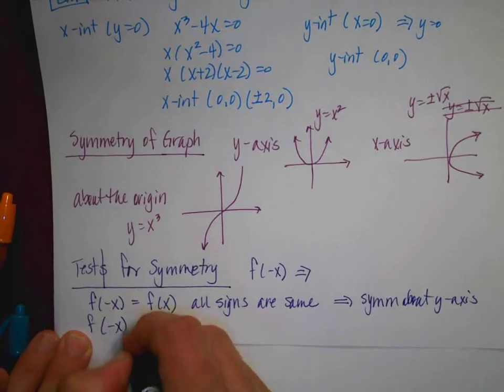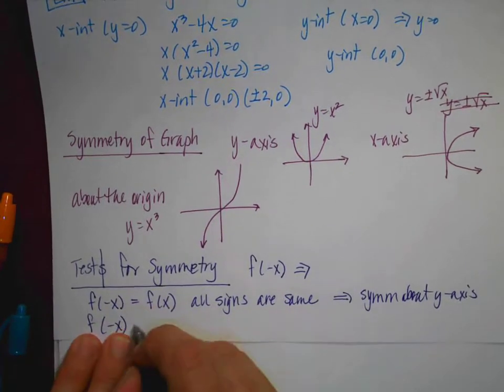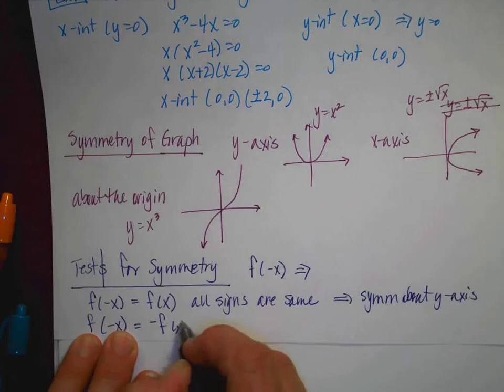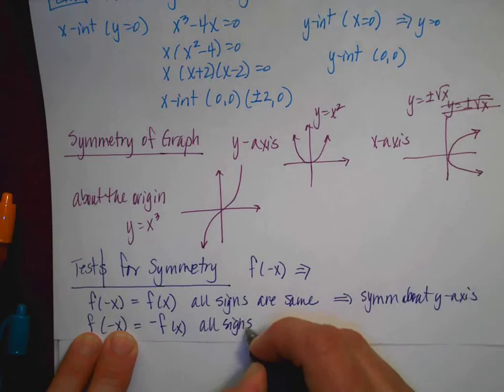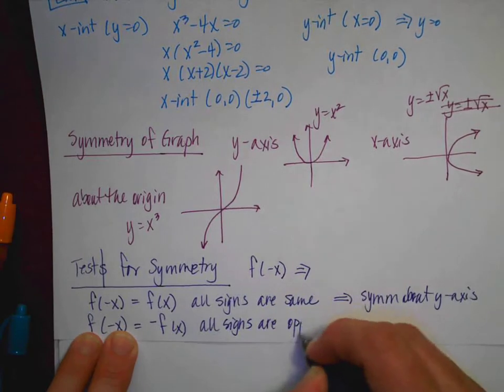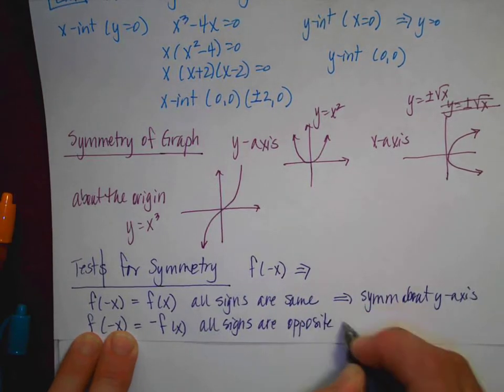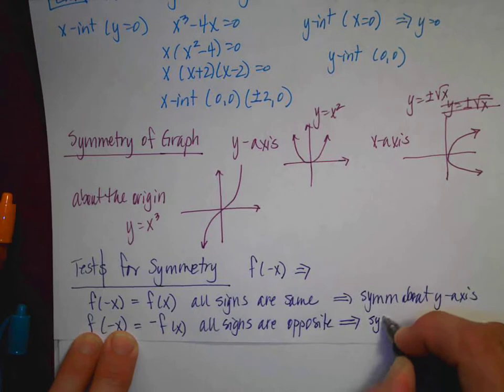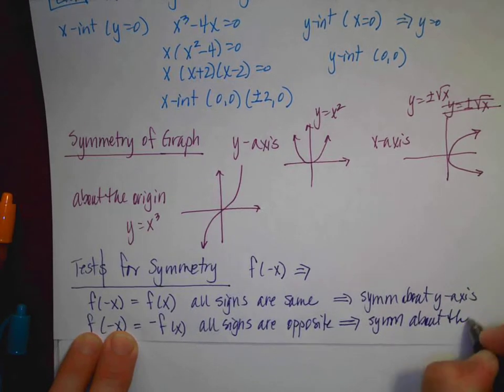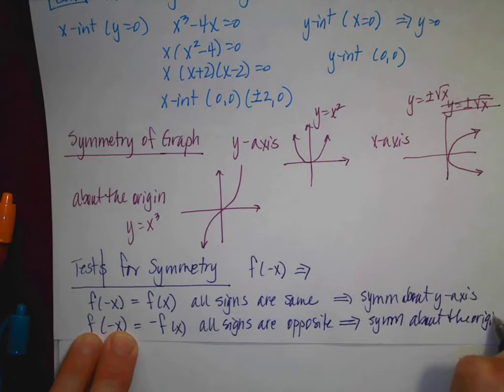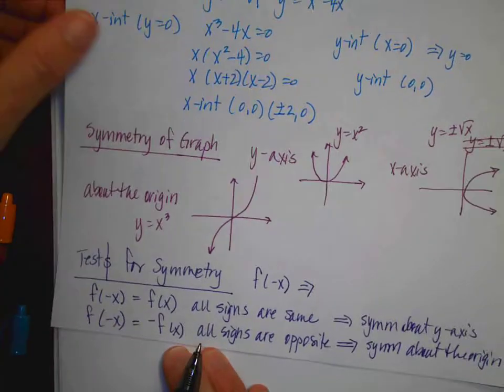If, on the other hand, when I ran a negative x through the function, all of the signs are the exact opposite, so all signs are opposite, then that means we are symmetric about the origin. Woo! All right, I'm going to have to go to another piece of paper.